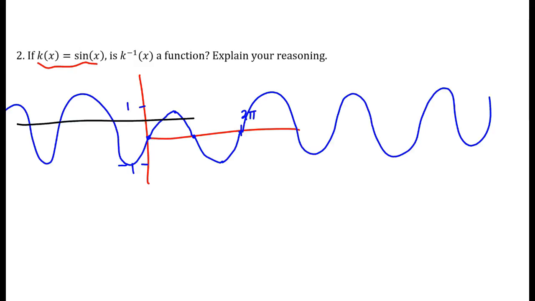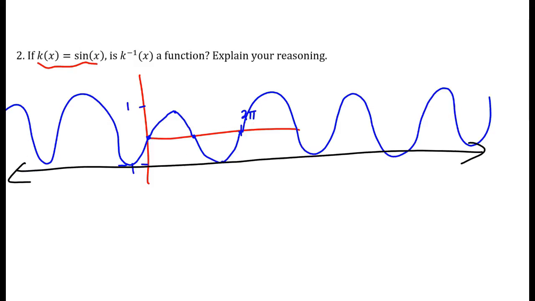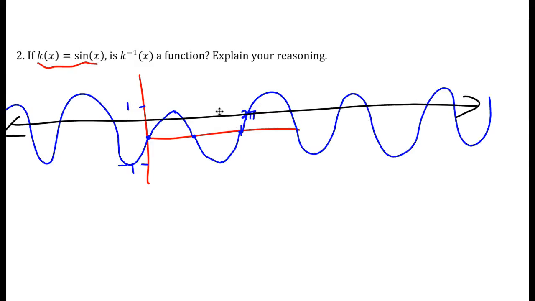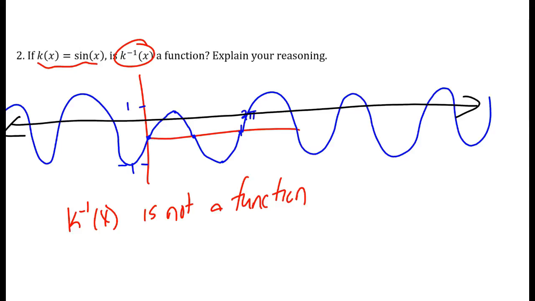So, does this function have an inverse? Well, this function very clearly fails the horizontal line test an infinite number of times, because that horizontal line hits the sine function an infinite number of times. So k inverse is not a function. The inverse of sine is not a function because sine, our sine function, is not 1-to-1.